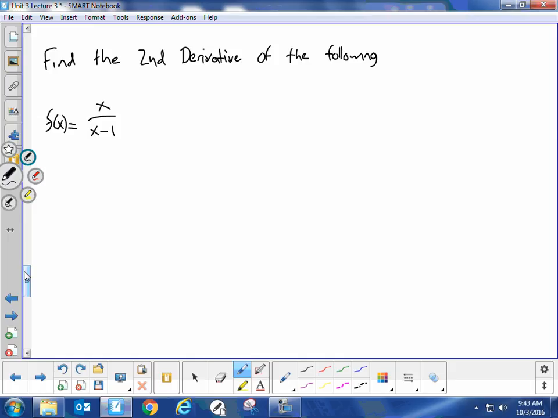This is a quotient. So you're going to have to use the quotient rule twice. And probably after the first time you use the quotient rule, you probably should simplify so that the second time you take the derivative, it would be of the easiest function that you could have.